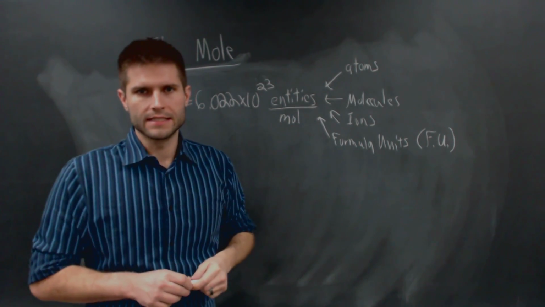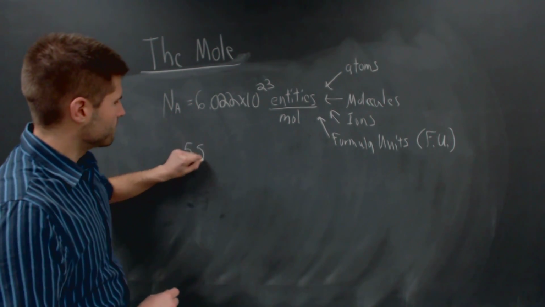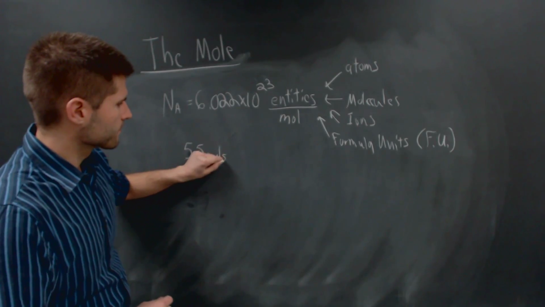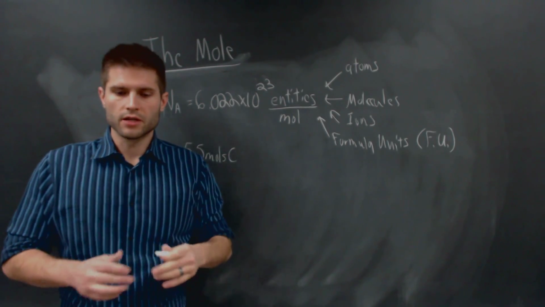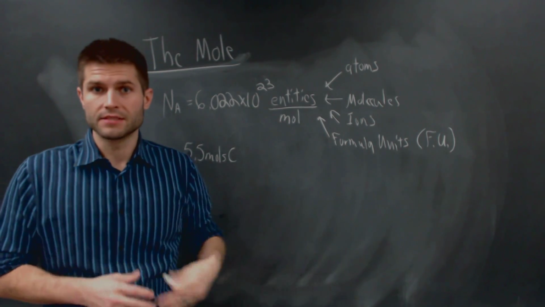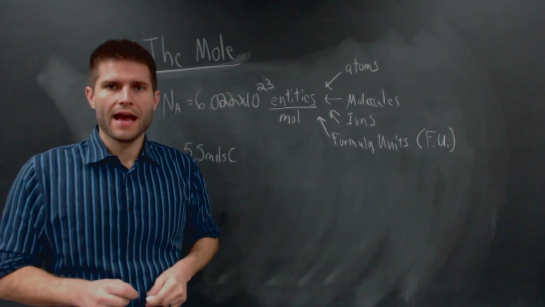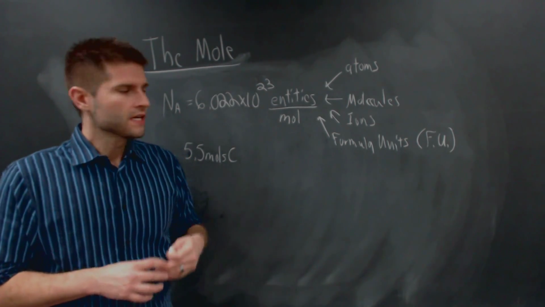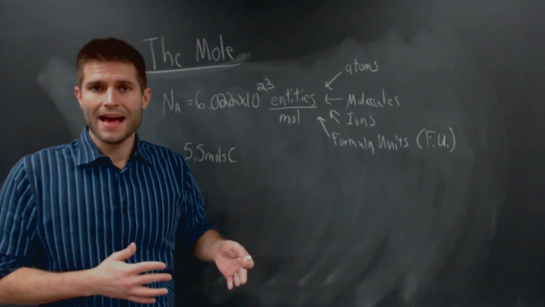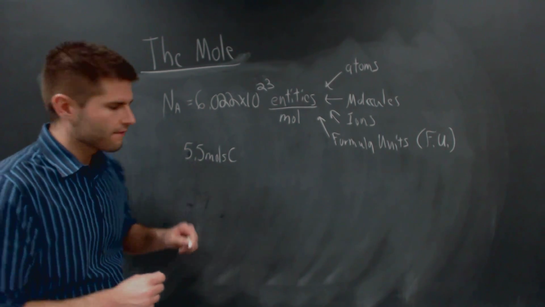So let's look at an example of 5.5 moles of carbon. Now I'm going to work this calculation 2 different ways. On one side, I'm going to convert into atoms and actually count the number of atoms. And then on the other side, we're going to use the molar mass that's given on the periodic table to calculate the actual mass in grams of 5.5 moles of carbon. So let's do that first.